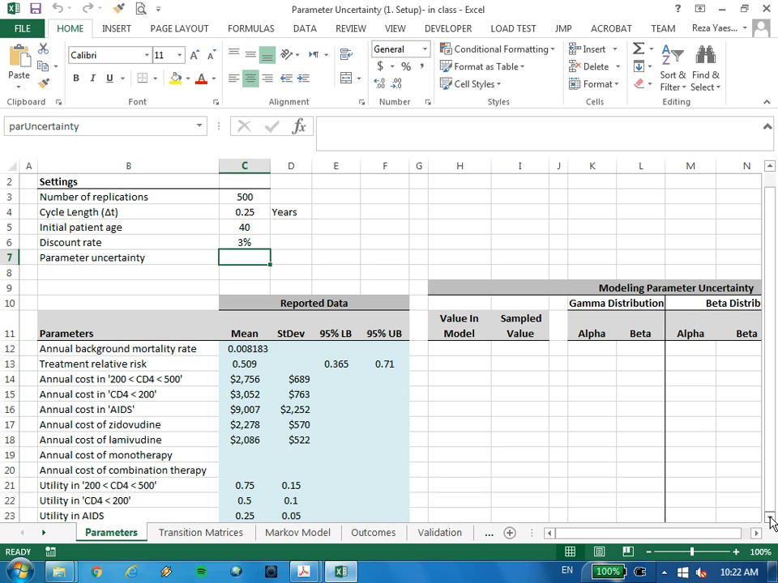So on top, we have some inputs that we didn't use data to inform, so we leave them alone. Number of replications, we have some rules to decide about that, cycle length as well. This is our core, and the discount rate. If you want to see the impact, put it at 3%, 5%, see if anything changes. These are not informed by data, so I separated the other parameters. These are the parameters that I have uncertainty around because I use data to inform them.